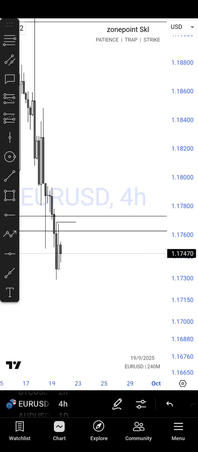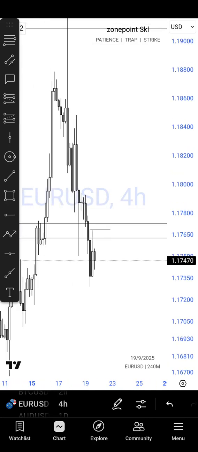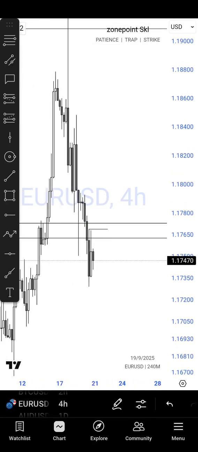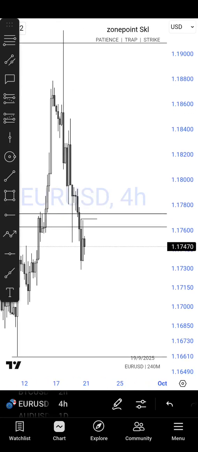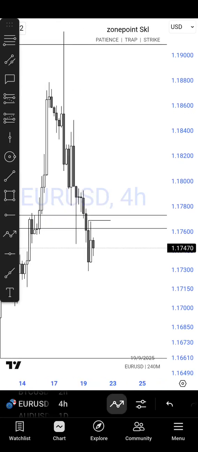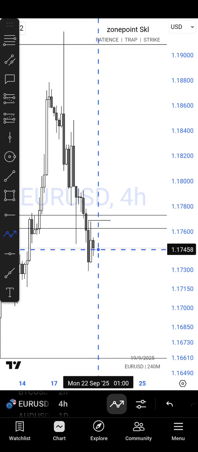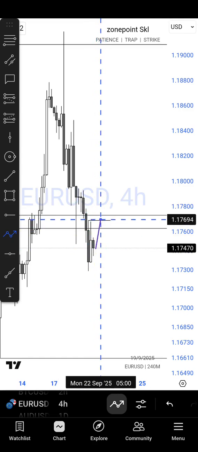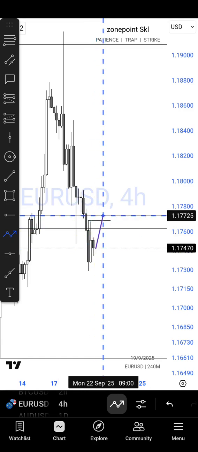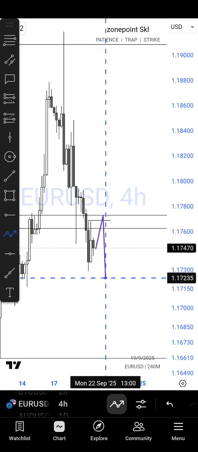So this new market that will be happening on these 4 hours, I'll be expecting price to do what? Go bullish, take out this liquidity, tap in here like this, and start coming down.